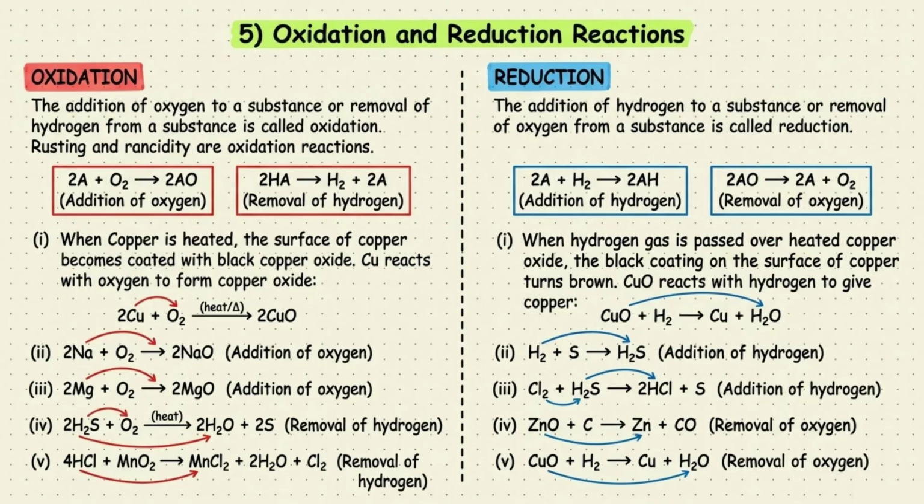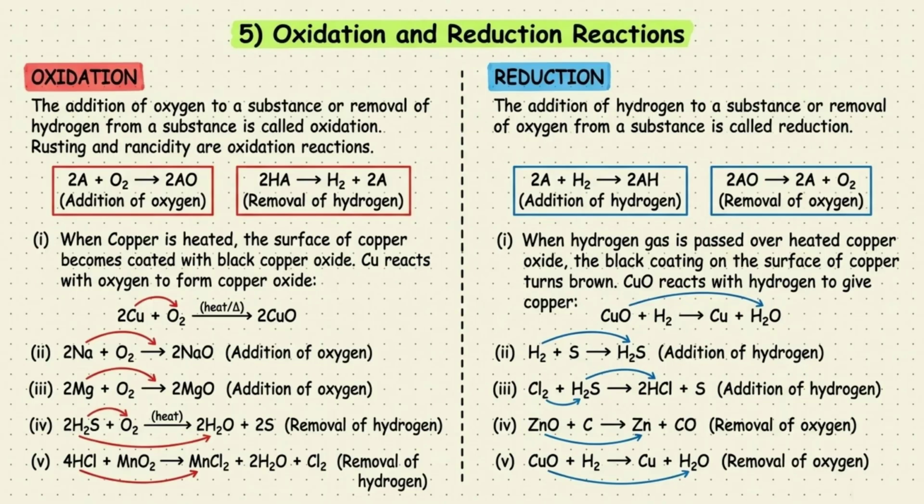1. Copper heated in air gets coated with black copper oxide. 2Cu plus O2 heated yields 2CuO. 2. 2Na plus O2 yields 2Na2O. 3. 2Mg plus O2 yields 2MgO. All 3 of those are clear additions of oxygen.